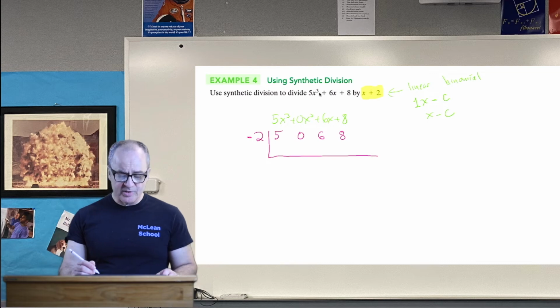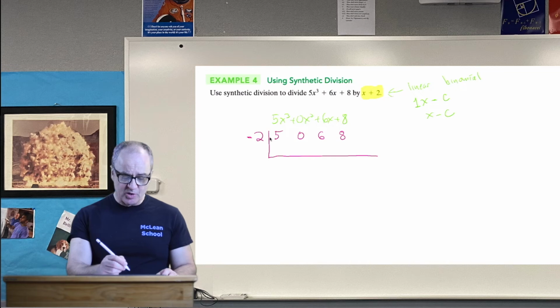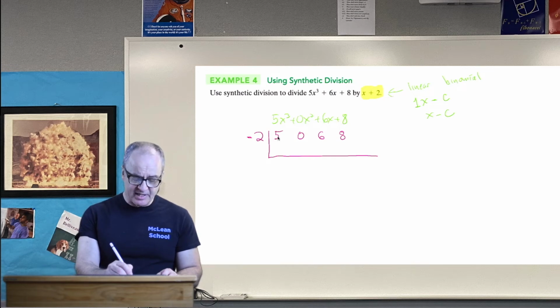Now, when we start with this, first thing we do is we just look at this first coefficient, and all we do with that is bring it down.